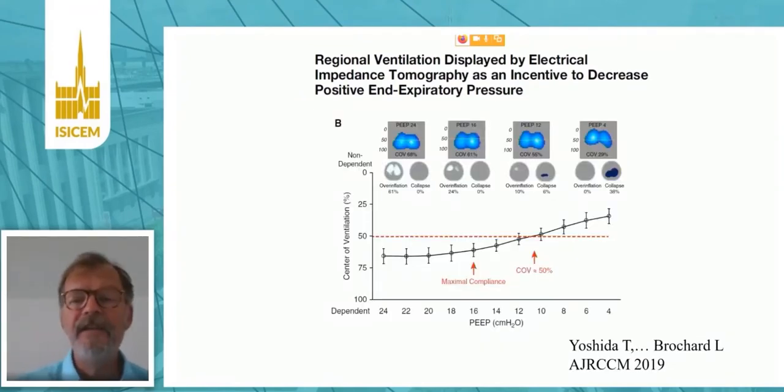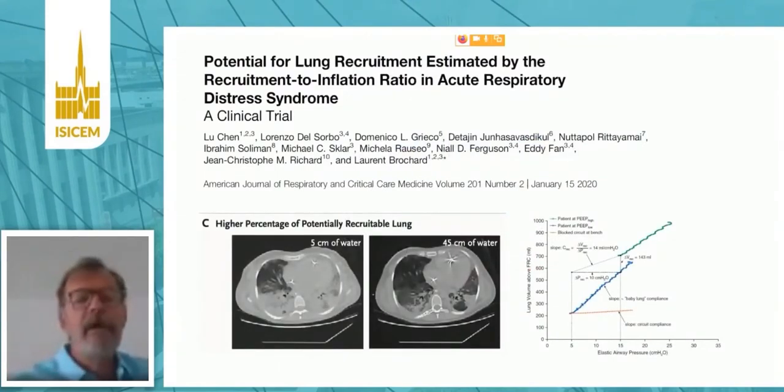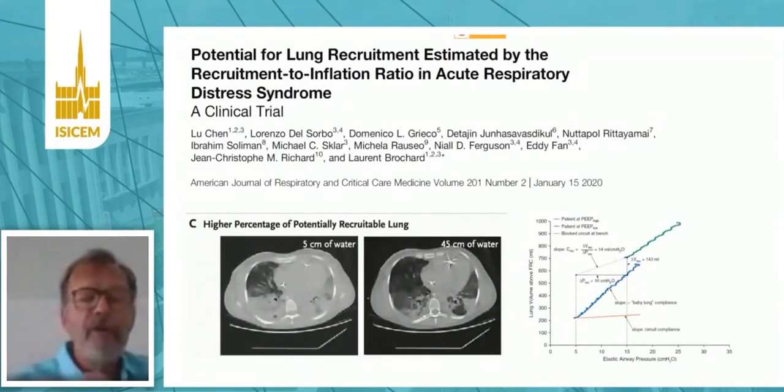And interestingly, in this series, we found that the best compliance was different from a 50% distribution of ventilation, as I showed you. As you see, the best compliance would result in much higher PEEP levels, and that's one of the reasons why we don't use compliance at the bedside. So we don't use compliance, but we use a formula which is based on the regional compliance. Let me explain to you.